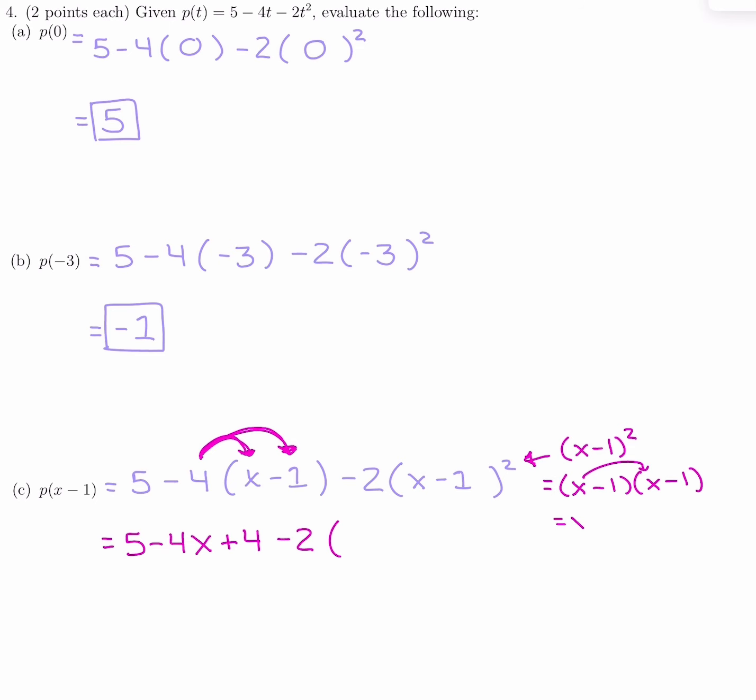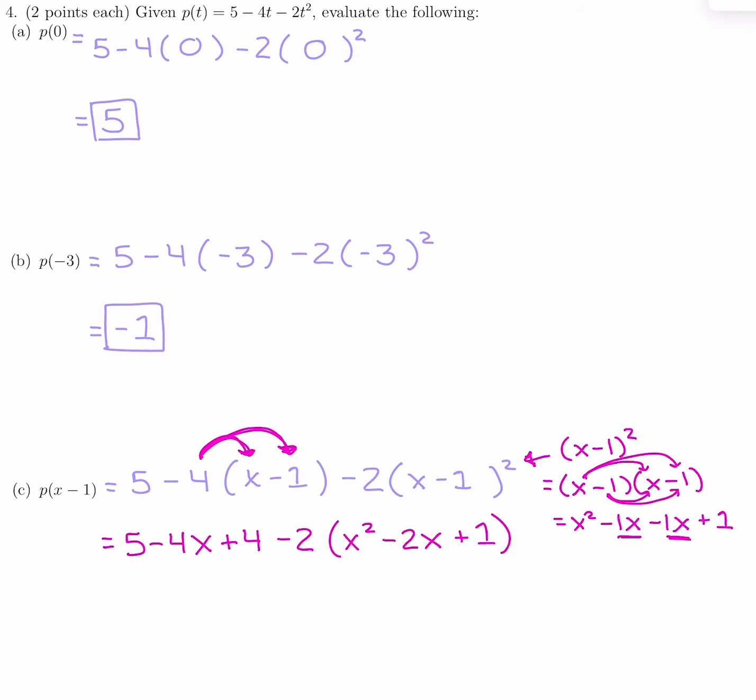x times x is x squared. x times negative 1 is negative 1x. There's my first and my outer term. My inner term, negative 1 times x is negative 1x. And last, negative 1 times negative 1 is positive 1. So that x minus 1 all squared ends up being x squared minus 1x minus another x would give us minus 2x plus 1.